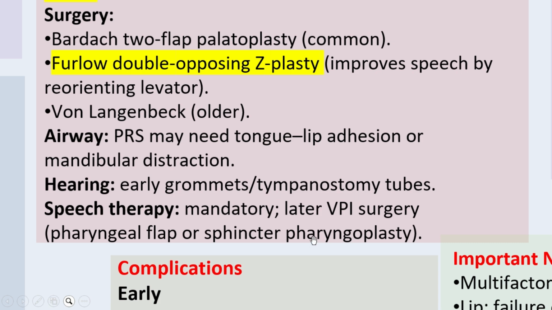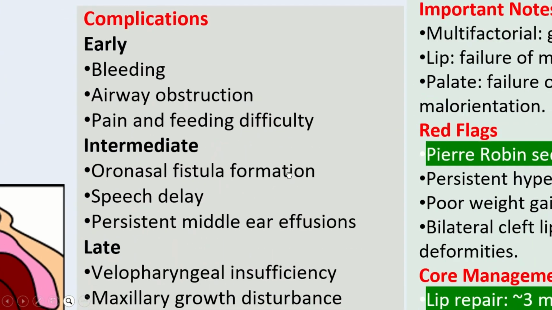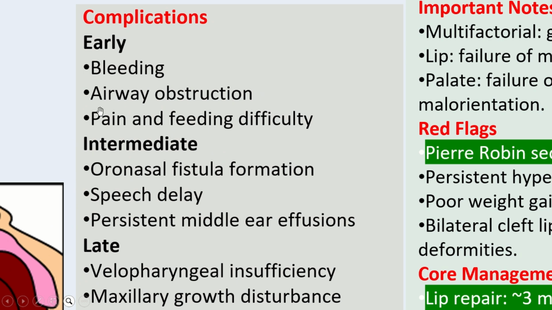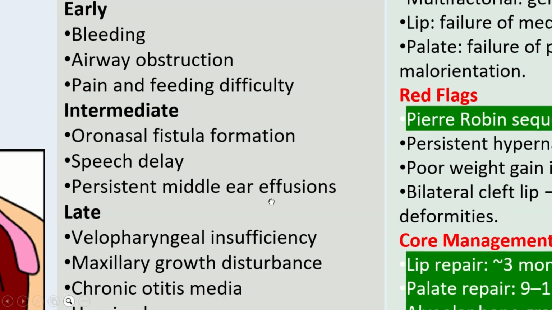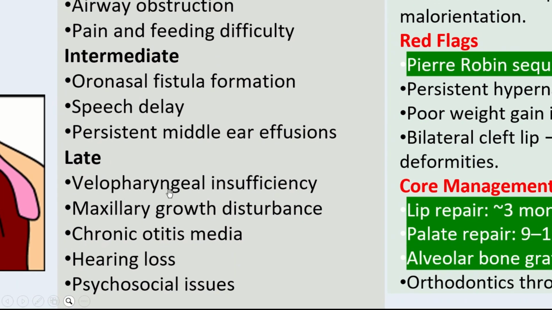So the complications: early on, you have bleeding, airway obstruction, pain and difficulty breastfeeding. Then intermediate, you may have an oronasal fistula forming. You may have speech delay and persistent middle ear effusions, and late you may have velopharyngeal insufficiency. It's going to affect their speech.